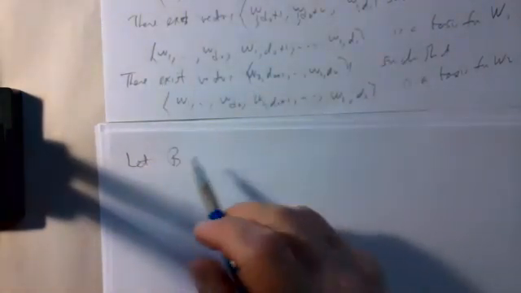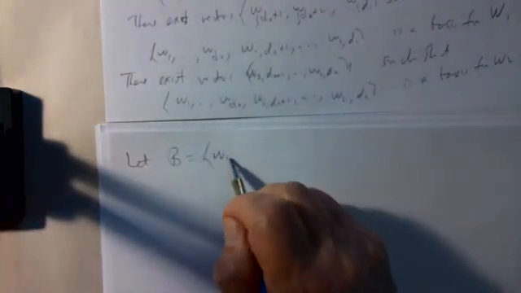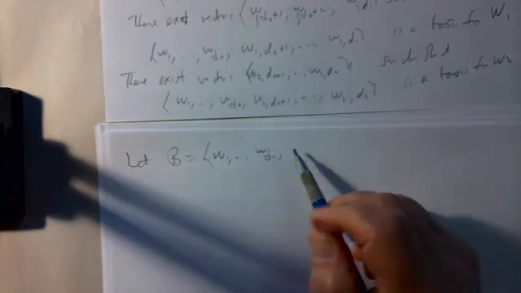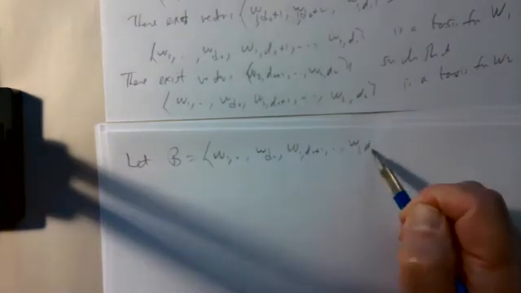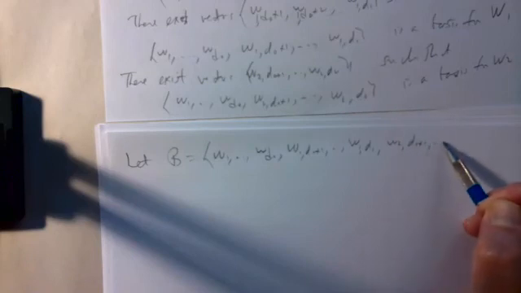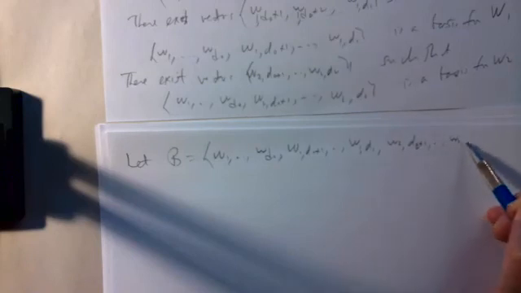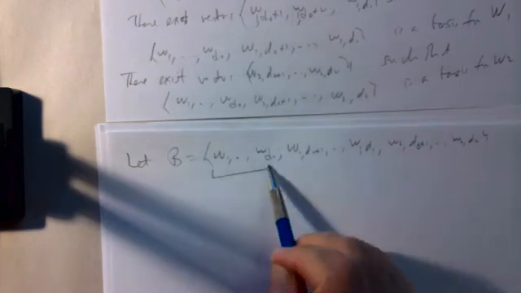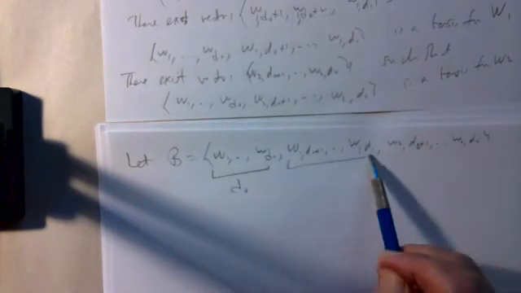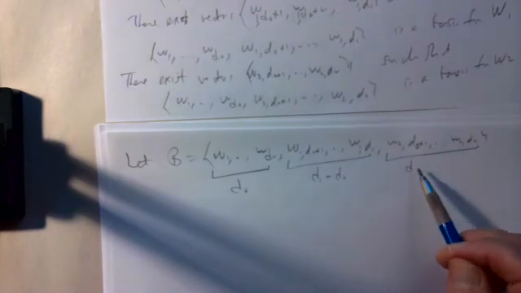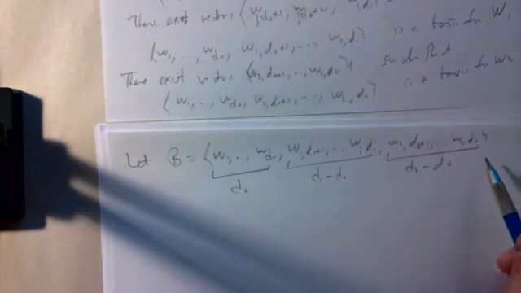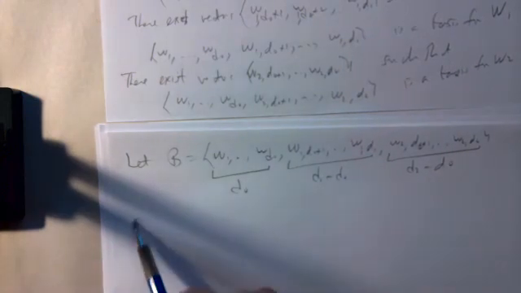Suppose I let B be the union of these two sets. So I have w1 up to w_d0, and then w_{1,d0+1} up to w_{1,d1}, and w_{2,d0+1} up to w_{2,d2}. So here I have d0 vectors. Here I have d1 minus d0 vectors. And here I have d2 minus d0 vectors. So I claim two things.